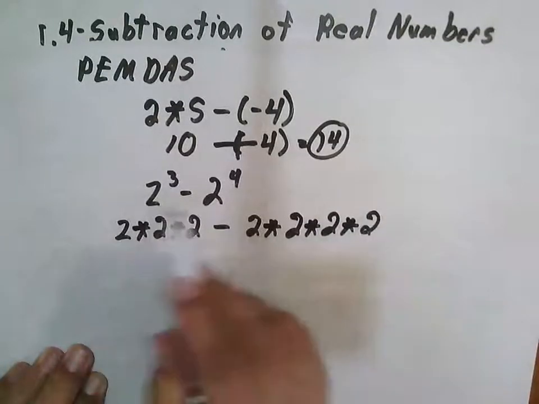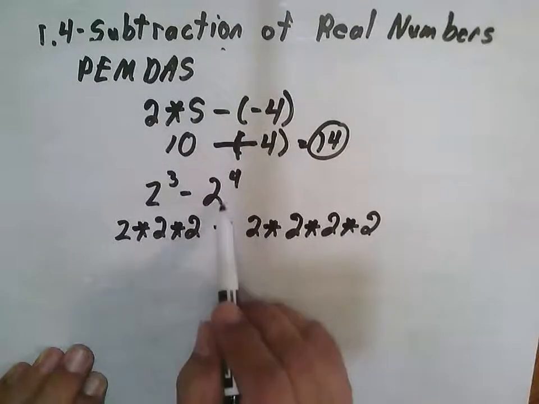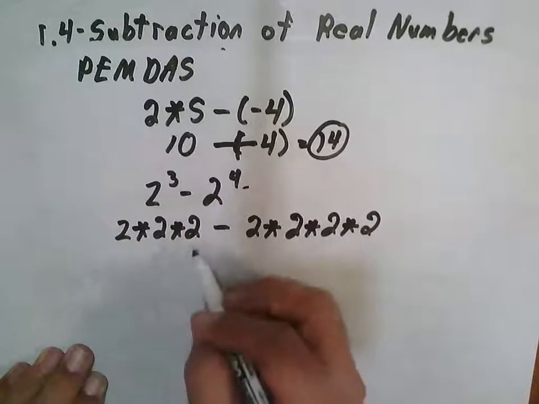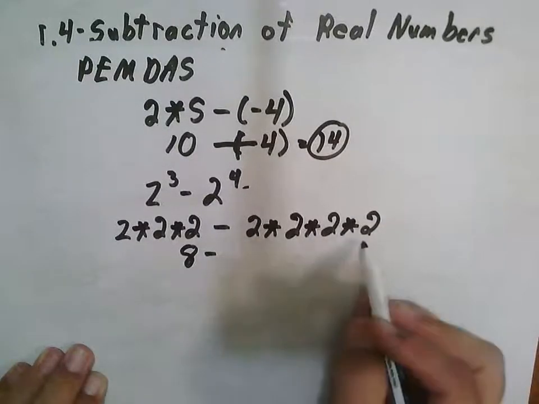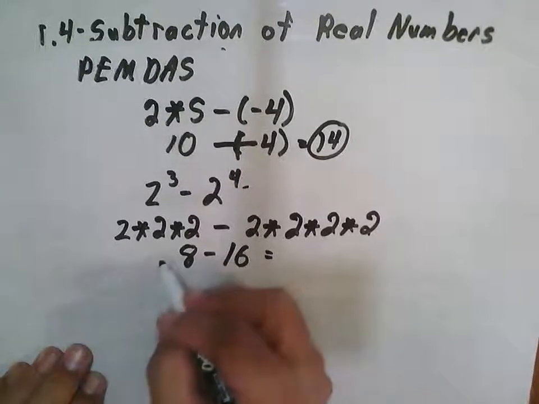So in this one, 2 is my base for both of these. This is to the third power, so I'll multiply it by itself 3 times. This one is to the fourth power, so I'll multiply it 4 times. 2 times 2 times 2 is going to give me 8. If I multiply that again by another 2, that's going to give me 16. So in this case, I have an 8 and a 16.